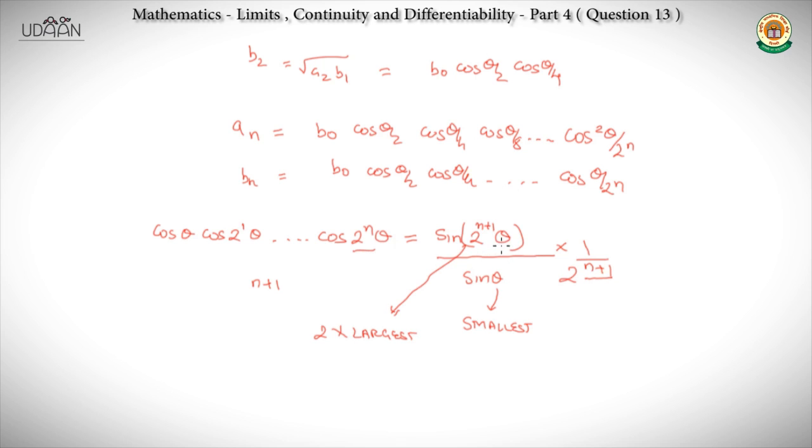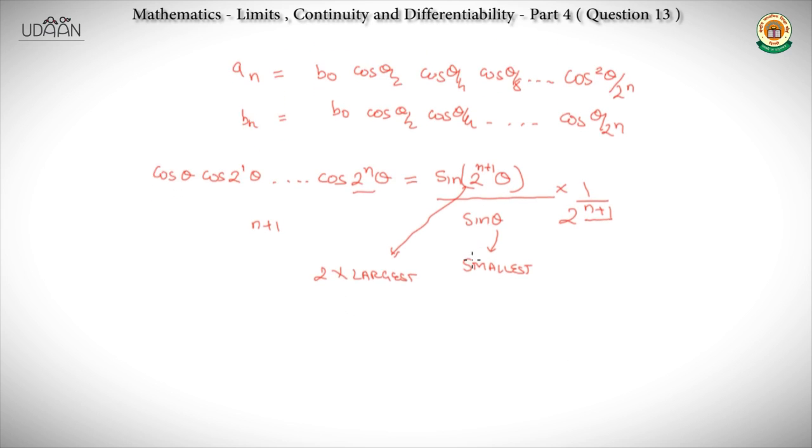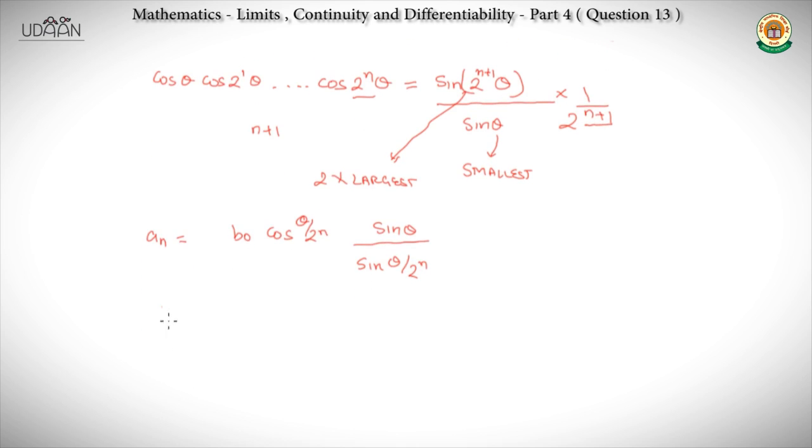Yes, exactly. So when we apply this identity in the given expressions an and bn, we can simplify an equals b naught times sin theta divided by (2 raised to n sin (theta by 2 raised to n)) times cos (theta by 2 raised to n), and simultaneously we can find that bn equals b naught sin theta divided by (2 raised to n sin (theta by 2 raised to n)).